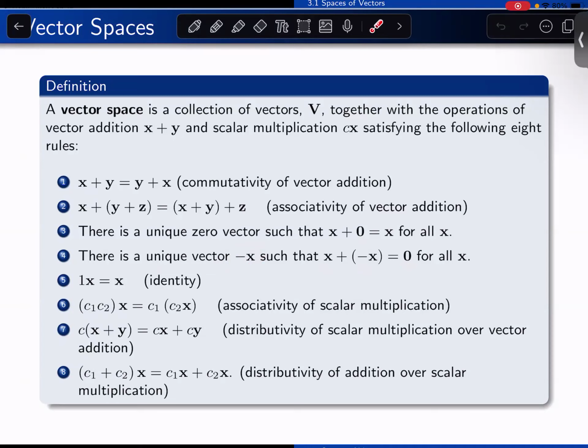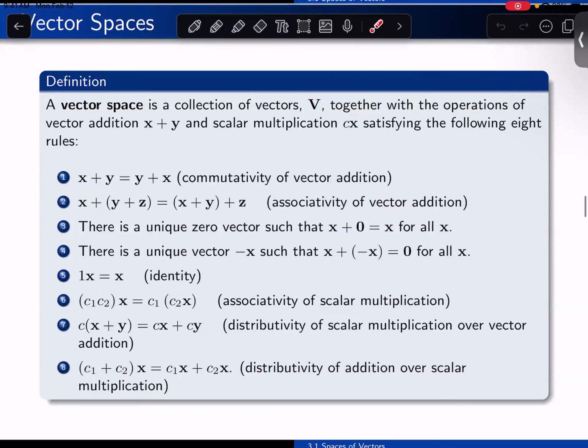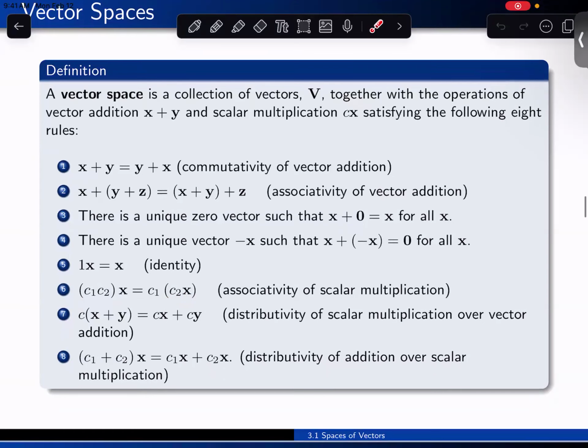There has to be an identity scalar. So if you multiply x by whatever your identity is on your field of scalars, you should just end up getting x back. It's kind of tiring just reading these out, but there are only 3 more. Next, scalar multiplication is associative. So you can do C1 times C2 and then multiply by your vector x, and it's the same thing as doing C2 times x and then multiplying by C1. And then the others are just distributivity. Scalar multiplication distributes over vector addition, and addition of scalars distributes over a vector.